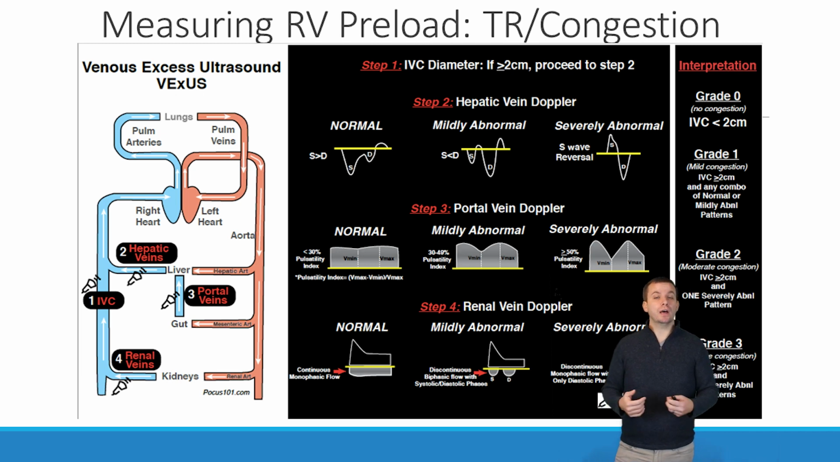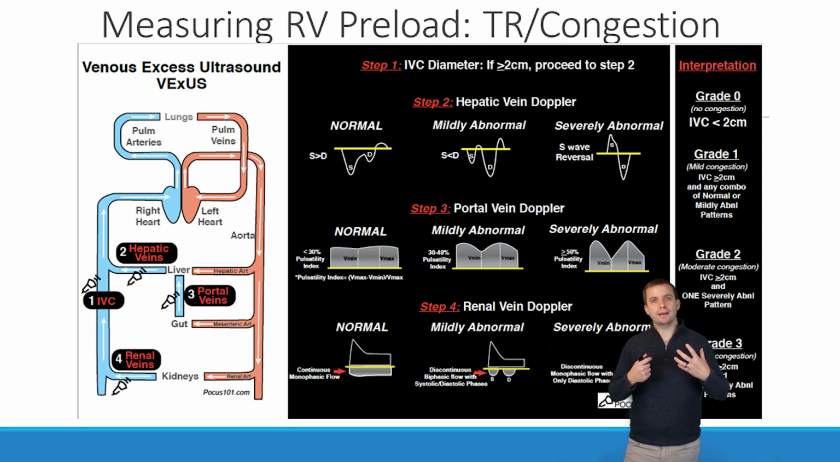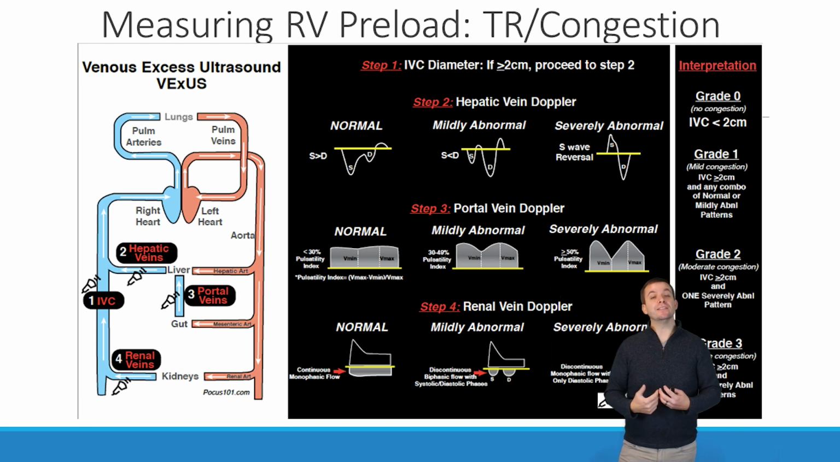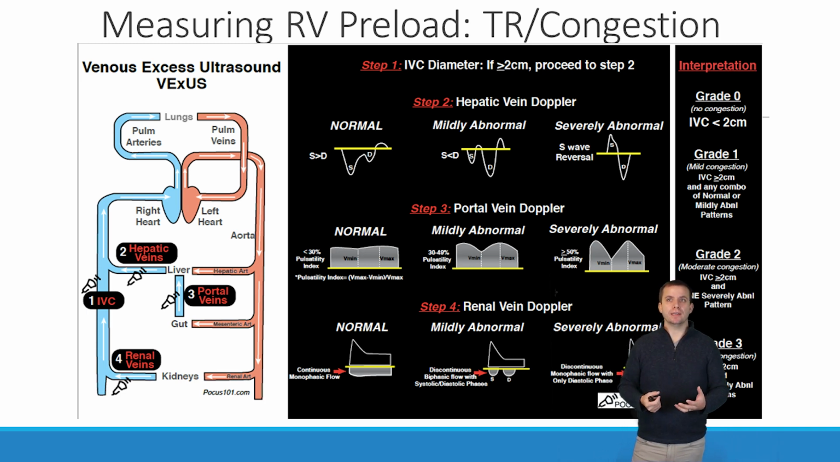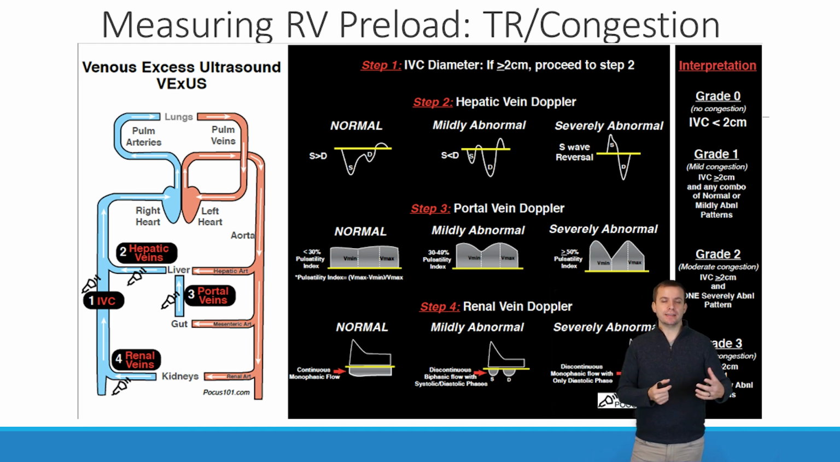I still use VExUS whenever I'm trying to look at RV preload, where I'm looking for that tricuspid regurgitation and that congestion. If I see that reversible flow, I know they have too much preload. If you see complete collapse of the IVC and they're hypotensive, then you can start thinking that they don't have enough preload. But I typically will grab an ultrasound, go to the bedside, and evaluate right ventricular preload by actually looking at the volume, by looking at the IVC, and that way I'm using a volume to equate a volume as opposed to using a pressure to equate a volume.